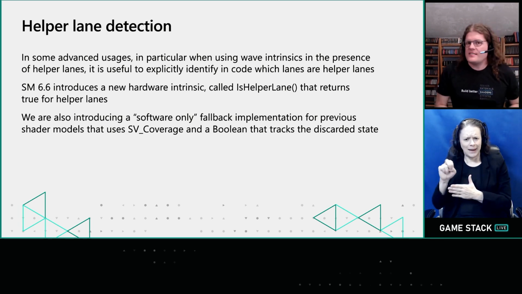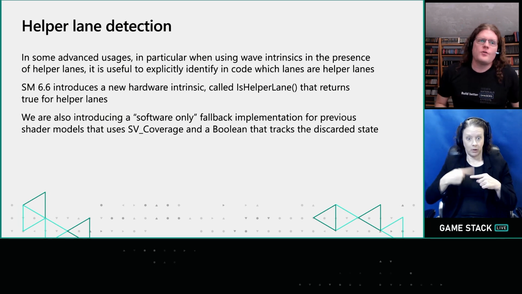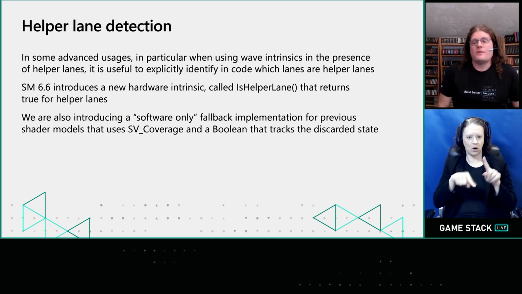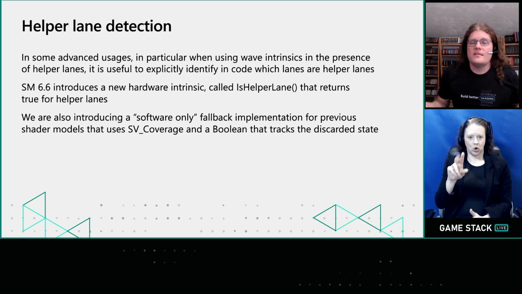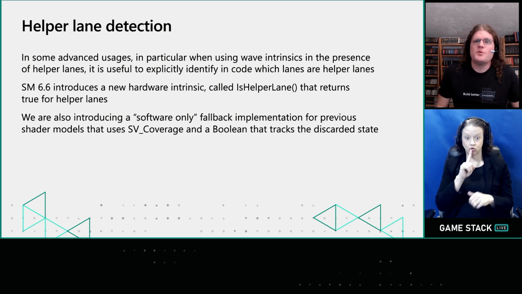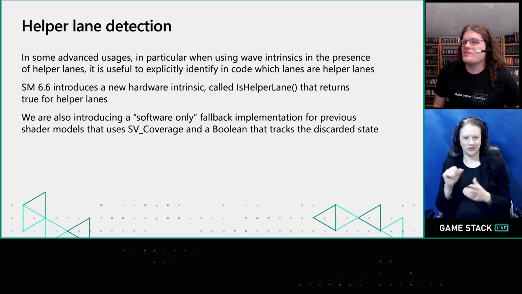Otherwise, you can get various infinite loops when you're trying to work around non-uniform variables and such. For this reason, we found it enormously helpful to introduce the isHelperLane intrinsic. Put simply, it just returns true when you're a helper lane and false when you're not. It's just that simple.